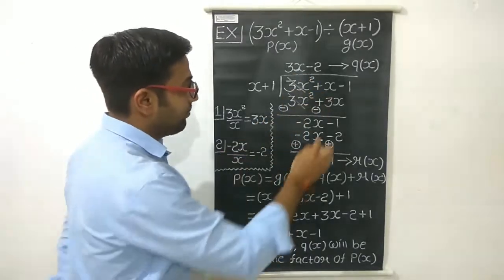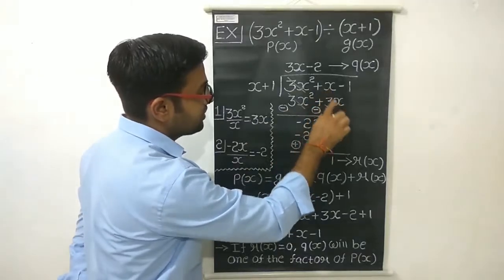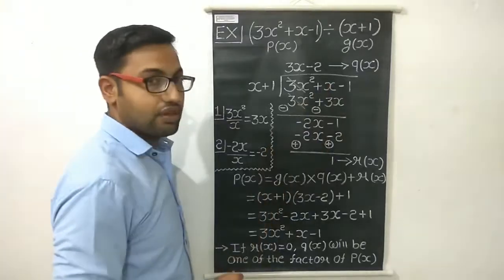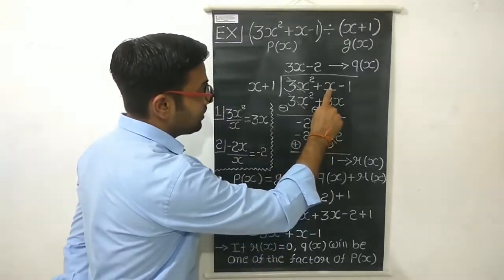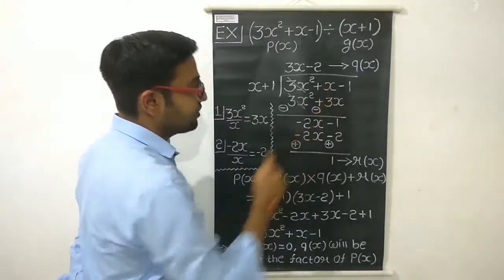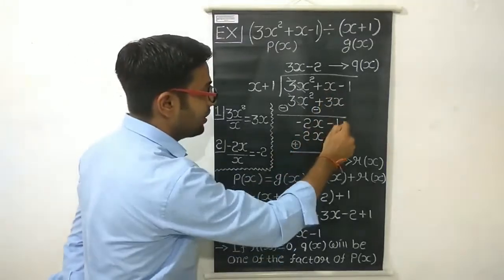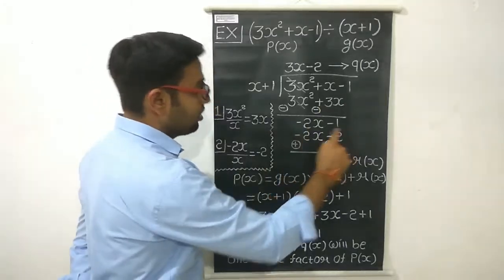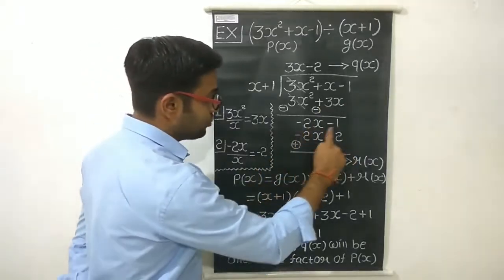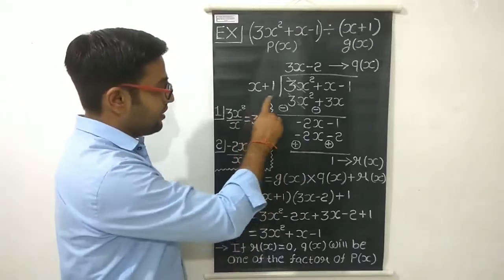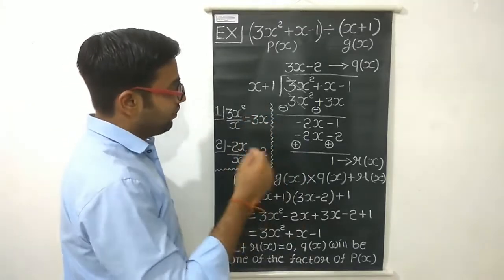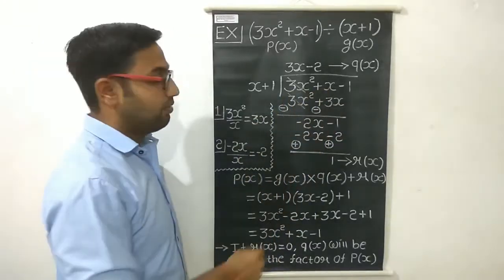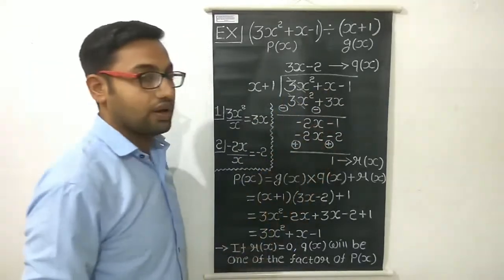Okay, now what will remain? X, these like terms are also there. So minus 3x plus x. Minus 3x plus x gives us minus 2x. And this minus 1 remains as it is. Now we have another dividend, that is minus 2x minus 1. The divisor remains as it is. First of all, the dividend is 3x square plus x minus 1. Now the new dividend is minus 2x minus 1.